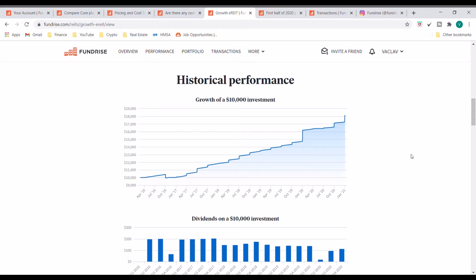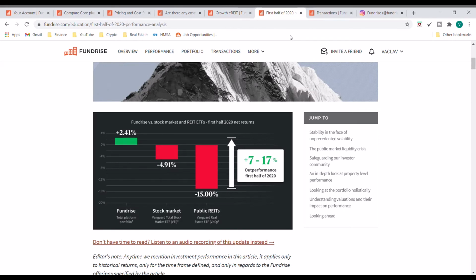But what fascinates me about this company is not how they performed in a bull market. I mean, you would really have to be doing something wrong if you can't perform well in a bull market. But I think what makes companies stand out is how they perform during a bearish market. So let's look at the first half of 2020. In the first half of 2020, the stock market was down 5%. Public REITs were down 15%.